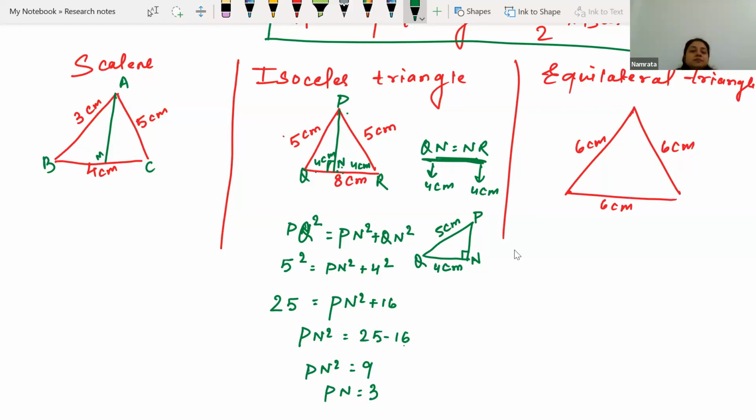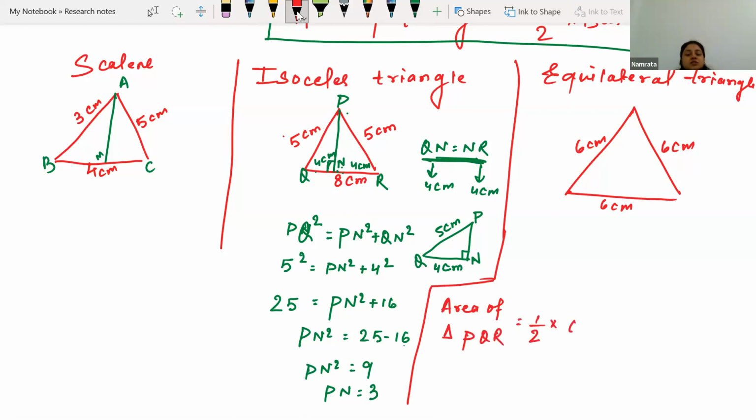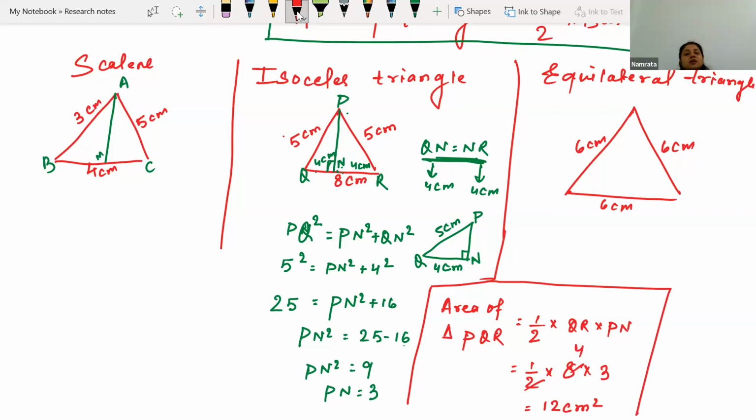So area of triangle PQR will be 1 by 2 into base. Base is QR into height. Height is PN. 1 by 2 times QR is 8 and PN is 3. 2 4 times 8, and we got area as 12 centimeter square, which is the unit of area. This is how we got the area of the triangle PQR. Is it clear?